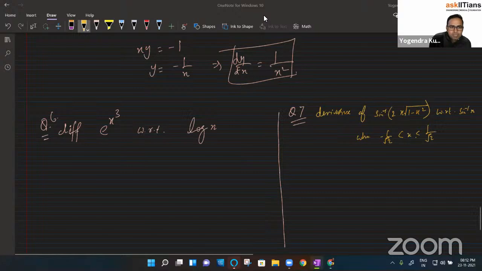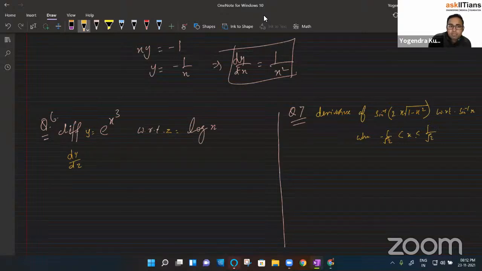Okay, so what we do in this type of question, let's say this is y and this is something like z. So basically what they want is dy by dz. Whenever they say with respect to x, we write dx. With respect to this they are asking, so we'll assume this as some variable z. That is what we are going to do. So first find dy by dx, which will be e raised to x cubed, then 3x squared.